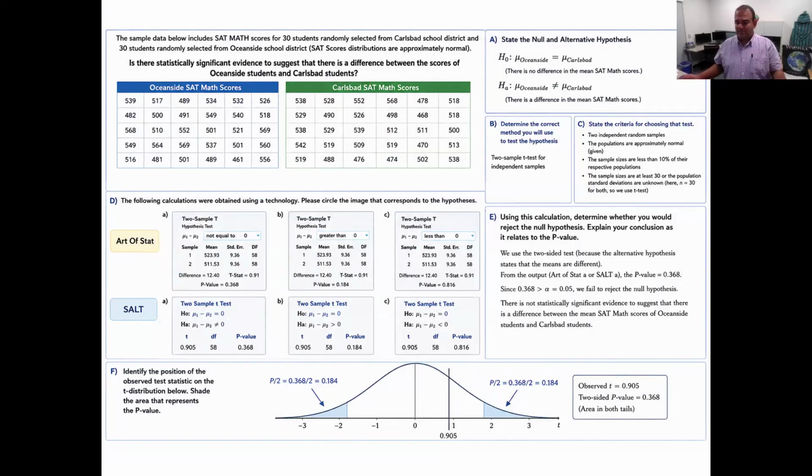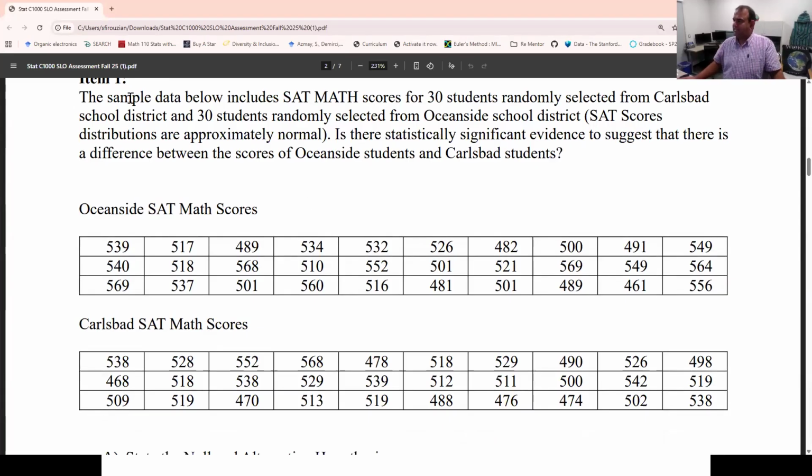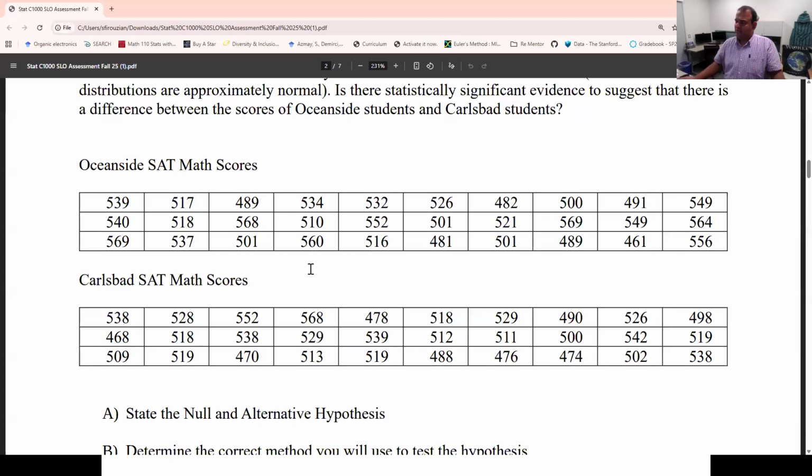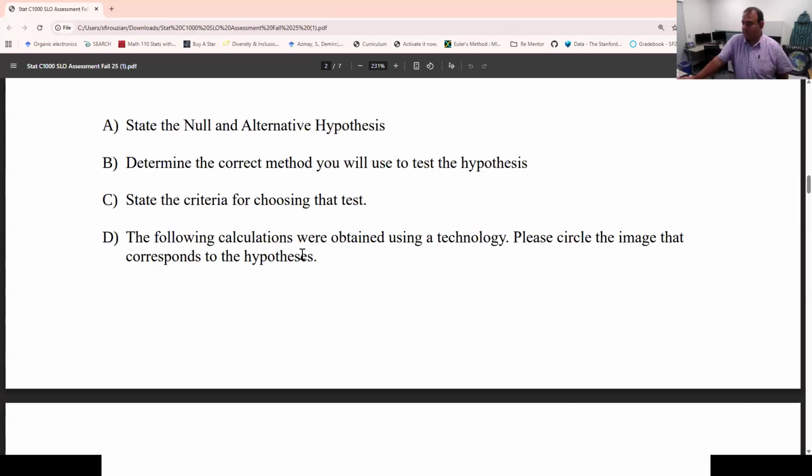In this example, the students, in fact, why don't I pull out what it actually looks like on paper. What the students were given was a context. The sample data below include the SAT score, so I provide them with the raw data. I'm not asking them to do any calculation. First, I ask them to state the null and alternative hypotheses and determine the correct method to test the hypothesis. These are 2 independent samples, so you're going to use the t-test. You're going to check the criteria. They have more than 30 sample sizes, so we're good.